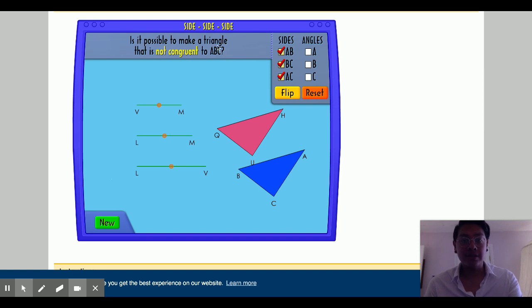Okay, so the last question you're going to answer. Is it possible to make a triangle that is not congruent to ABC? Well, this is where you guys are going to explore a little bit. So connect your vertices, connect your corners, and see if you can make a different triangle.